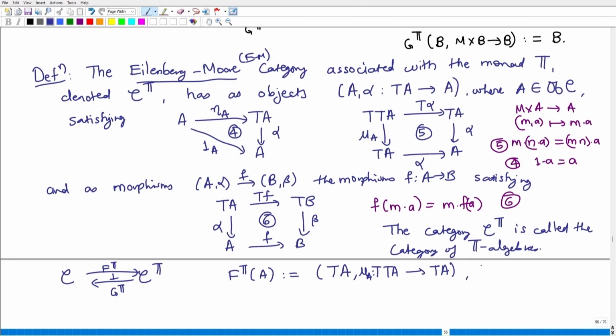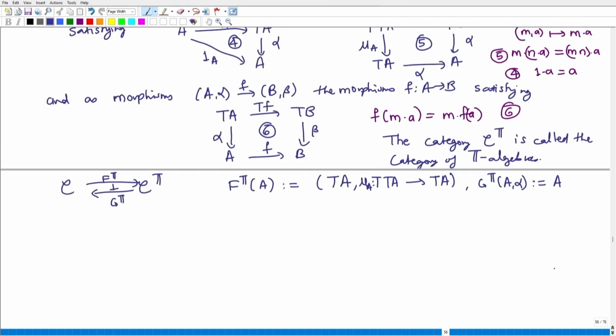And on the other hand, what will I do? If I have GT acting on A alpha, then I will forget about the algebra part and remember the underlying object. So GT of A alpha is A. We still have to check something. So FT of A is a T algebra thanks to diagrams 1 and 3.